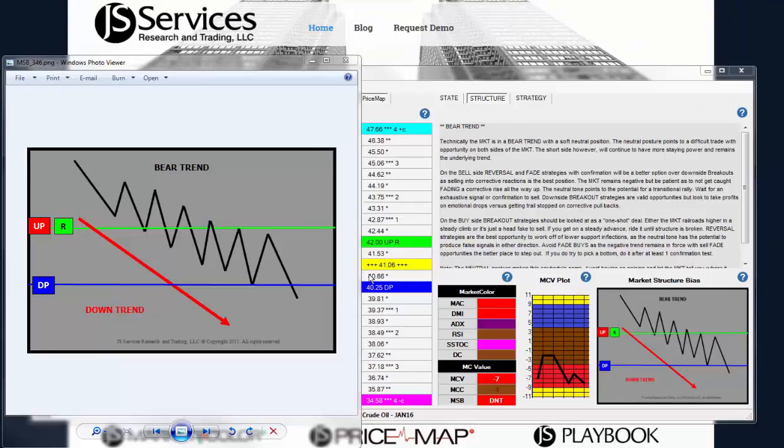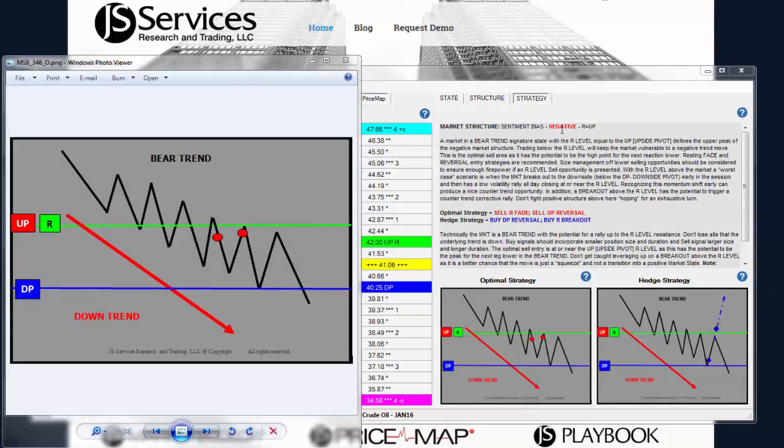So today in the crude oil, we have 42 even is coming in as the upper peak. So this is the structure high point. So any rallies into this area we'd expect to exhaust. And if we do get ourselves into an opportunity at these levels, we can anticipate potentially the resumption of a bear trend.